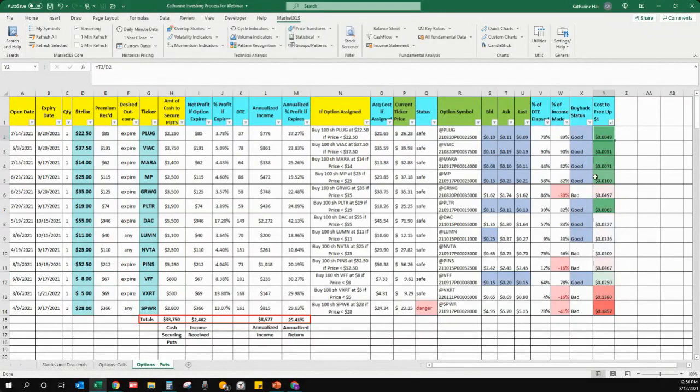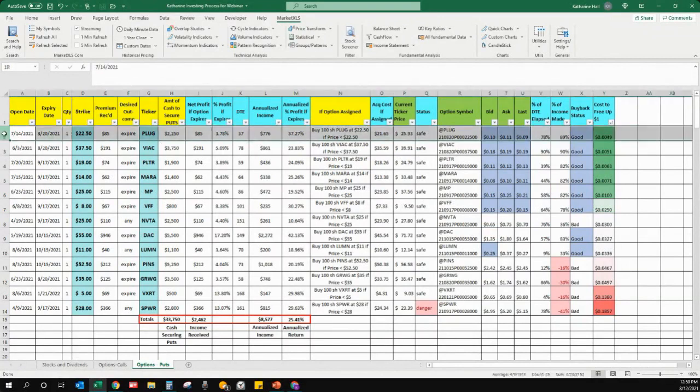But I have this little column to show me how much it costs to buy back $1 of my own money, basically. And so the cheapest one is this plug stock. I can free up $2,250 in cash by spending about $10 to buy that back against an $85 premium.